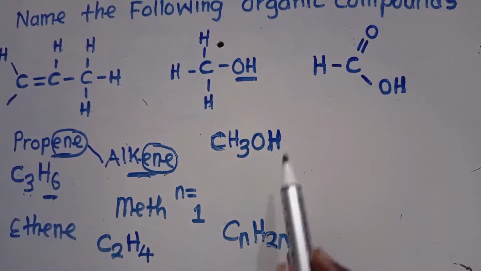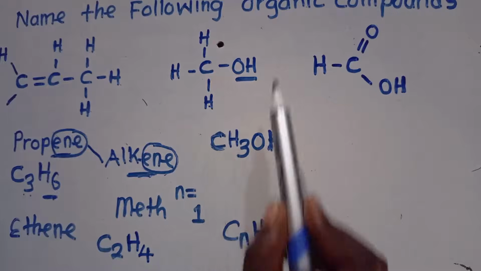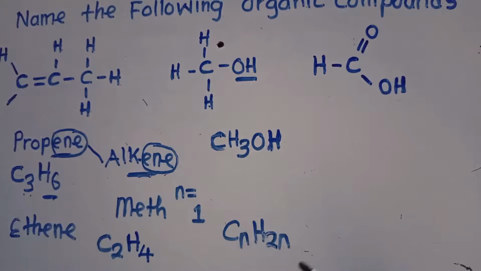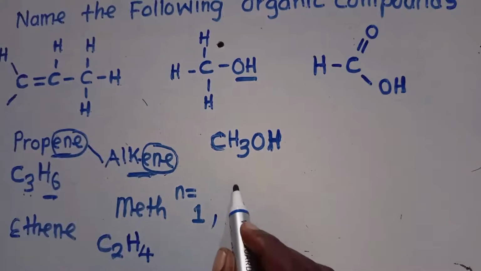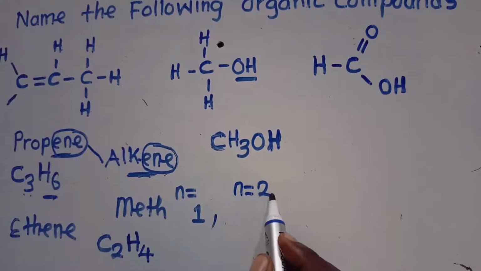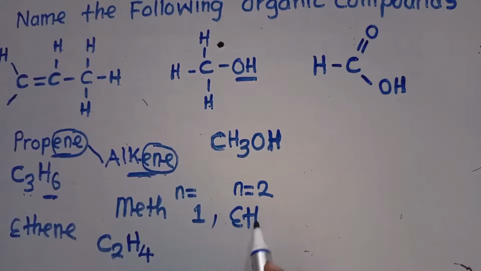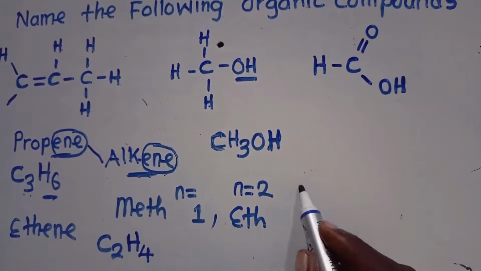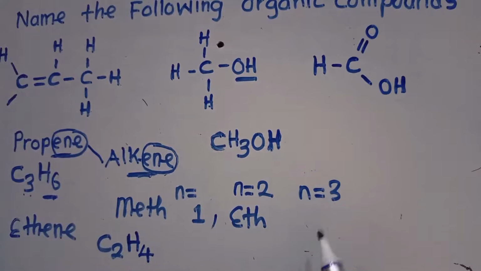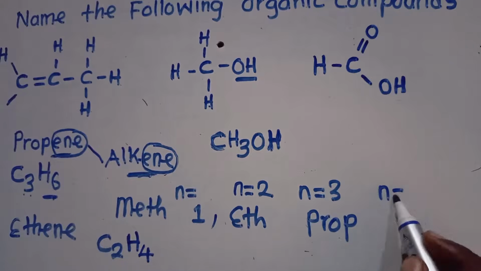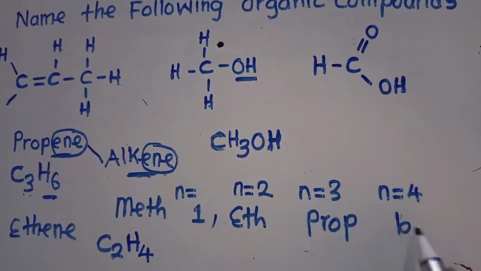So whenever we go to an alcohol, there is something that you need to understand. The same thing will follow. Whenever we are talking about the number of carbons, if there are 2, the name should start with eth. Have you seen eth? And if the number of carbons is 3, the name should start with prop. If the number of carbons is 4, the name should start with but. I want you to understand this.